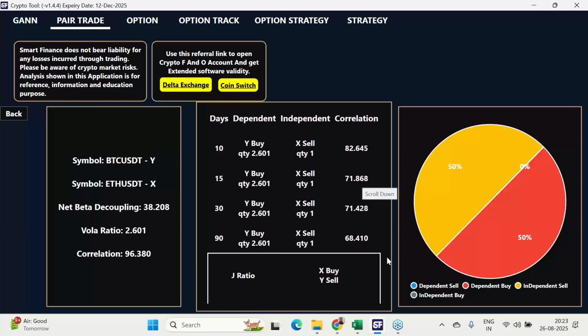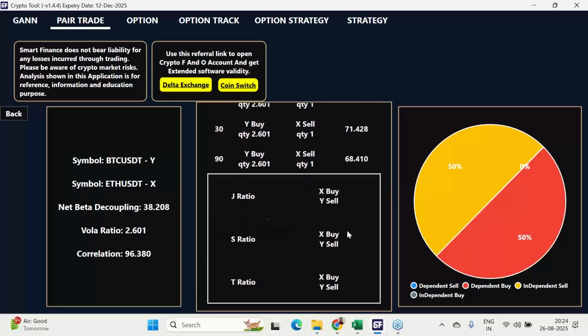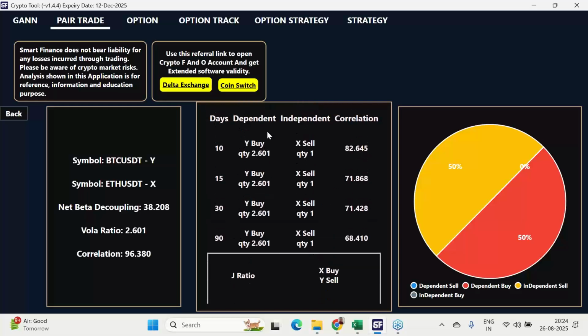But these are the clusters, you have different correlation, so you still have the chances. Buying quantity should be 2.6, selling quantity should be 1. If you are selling $100, you should buy $260. So this is also beta decoupling taken. Jensen's alpha, Sharpe ratio, Treynor ratio also are being taken here. So this study also you can get here.